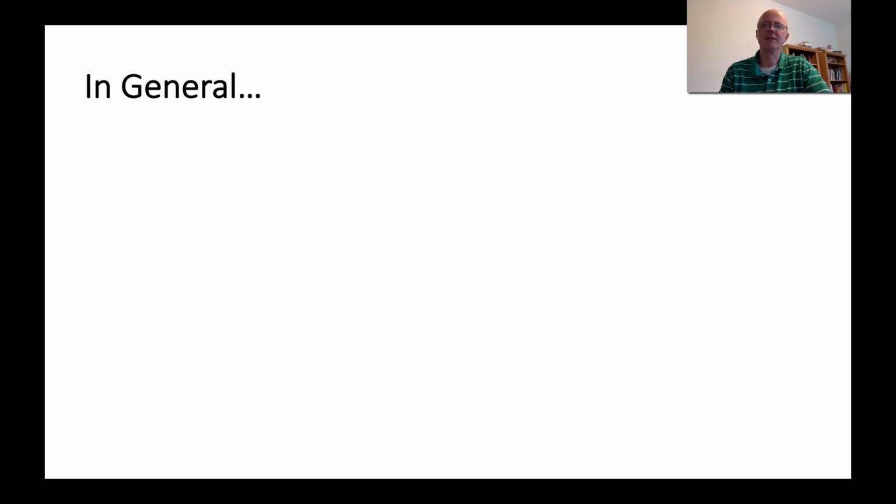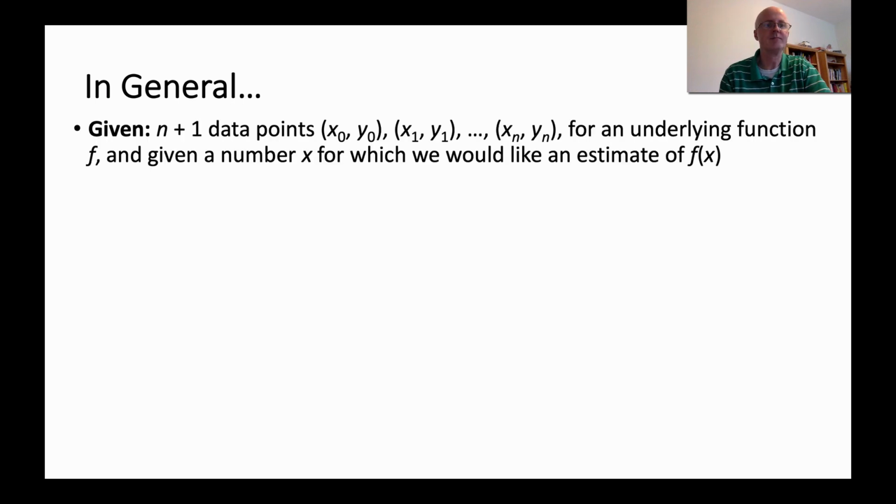All right, let's talk about this in general now. So I'm going to talk about some way to represent this in tabular form and some alternative notation, actually, that is also in our textbook. Then we'll go on to applying it to the sine function, programming it in a spreadsheet, and doing an example. In general, given n+1 data points, x0, y0, x1, y1, x2, y2, etc., up through xn, yn, for some underlying function, f, and a given number x for which we would like to estimate f of x.